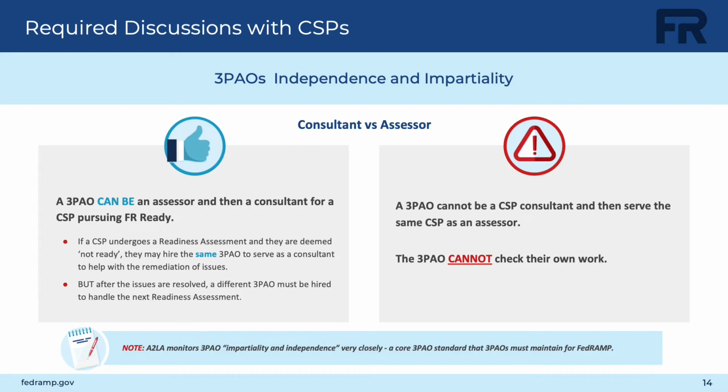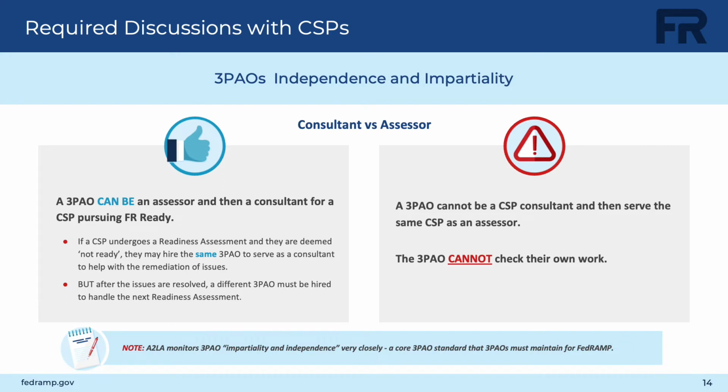For example, if a CSP undergoes a readiness assessment and they are deemed not ready, the CSP may hire the same 3PAO party who did the assessment to serve as a consultant to help with the remediation of issues. However, after the issues are resolved, a different 3PAO must be hired to handle the next readiness assessment. In short, a 3PAO can never check their own work.